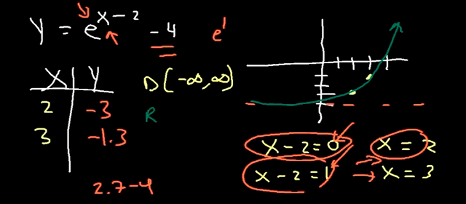The range is where it's important. The range, look at the y values. The lowest y value is at -4. The highest y value is infinity. So the range starts from -4 to infinity, but it doesn't touch the horizontal asymptote, so this has to be parentheses and not bracket.